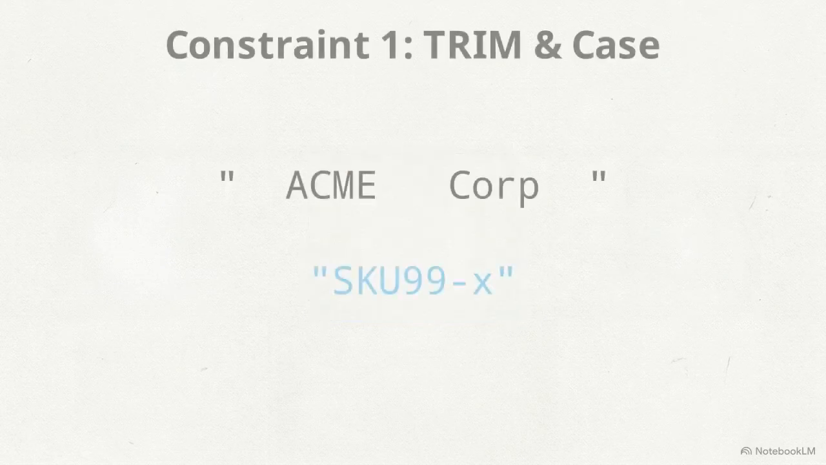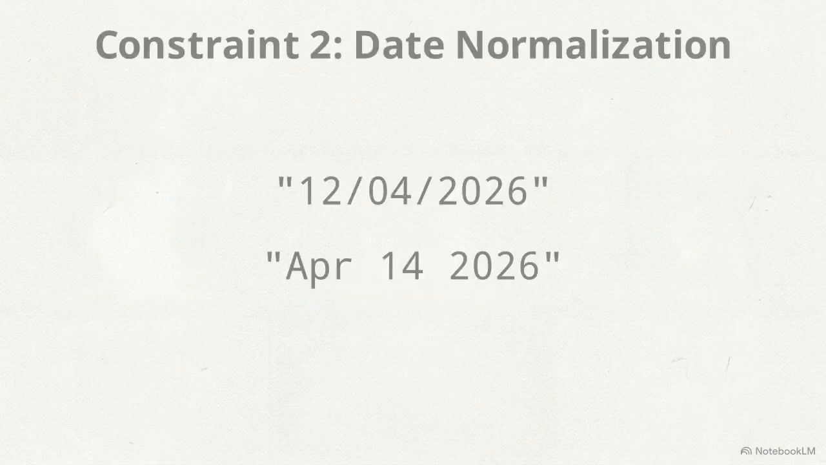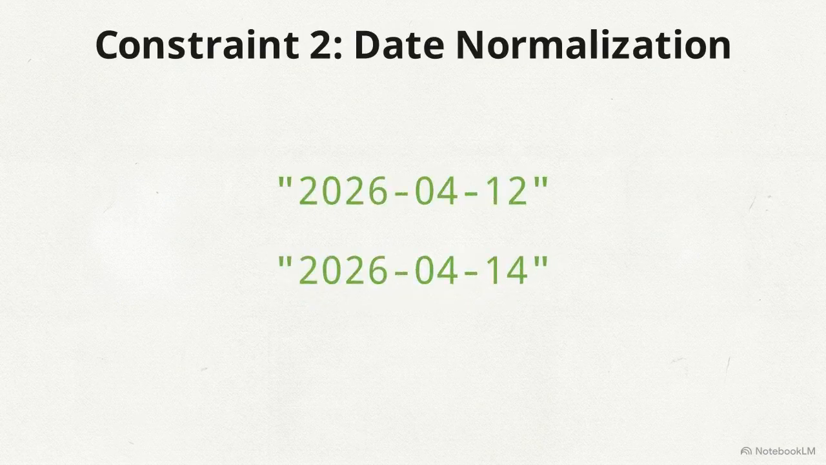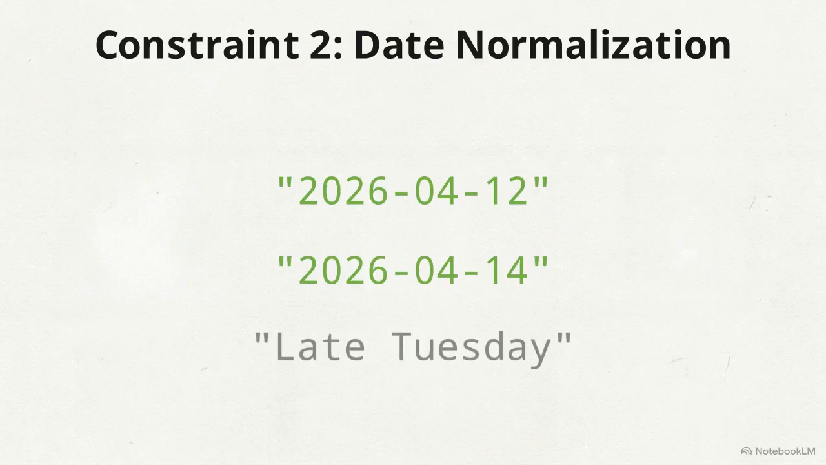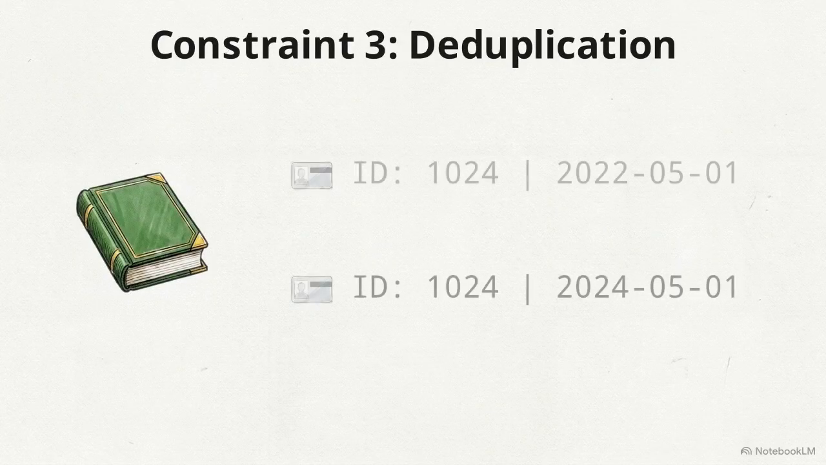The first rule in the protocol forces a strict trim operation. It eliminates leading, trailing, and consecutive interspaces, and forces text to title case, all without altering specific alphanumeric codes or symbols. The second rule mandates date normalization. Every variable date string is converted into the uniform ISO 8601 standard. If a value isn't recognized, the AI is instructed not to guess. It replaces it with null and appends an error flag.